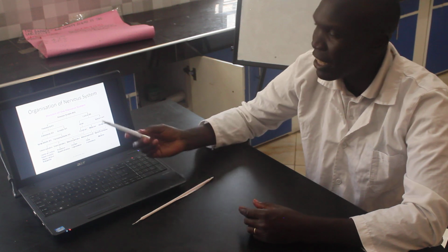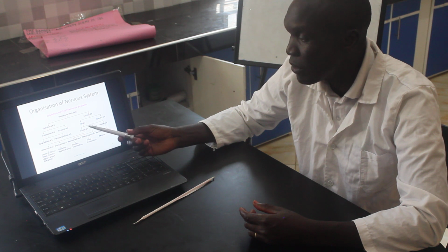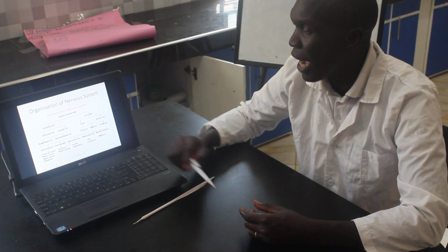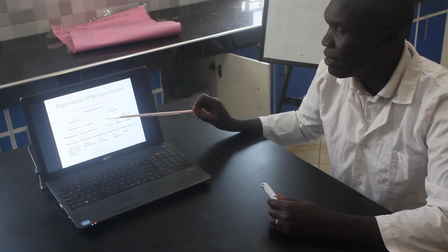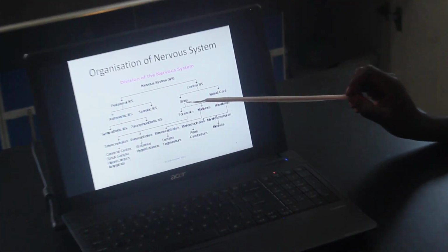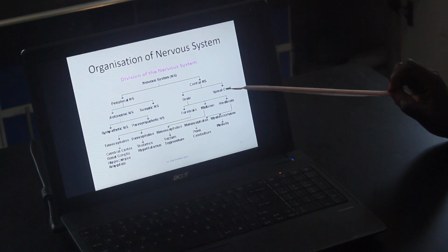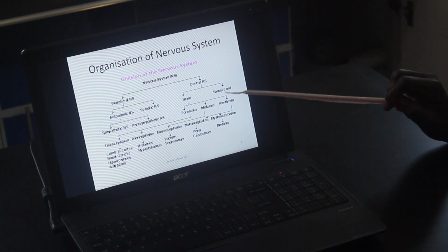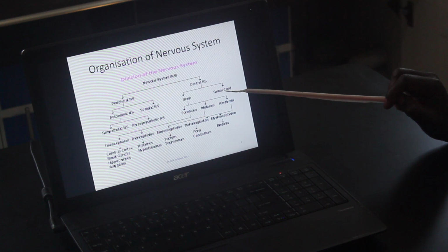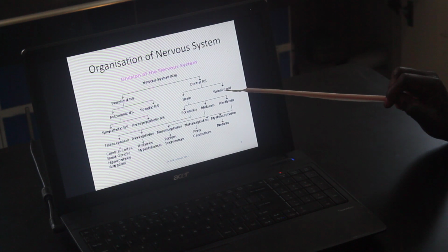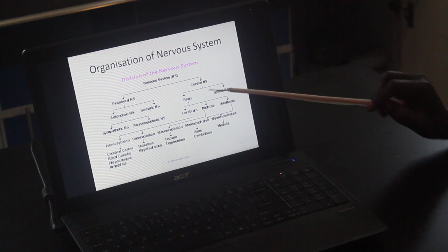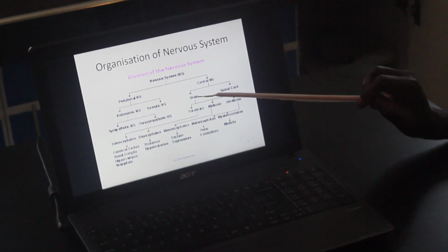While on the central nervous system, when it comes to its divisions, the central nervous system is divided into the brain and the spinal cord. The spinal cord is like a single entity that has a variety of functions coordinating the peripheral nervous system to the central nervous system. We have the brain, which is mostly the center of the central nervous system.